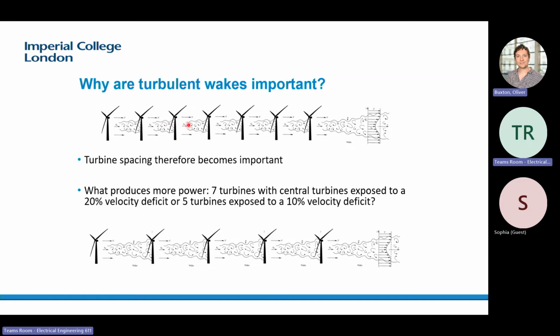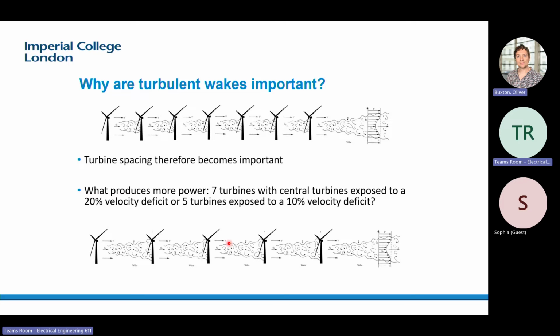I've got 7 wind turbines, relatively closely spaced, such that these turbines are exposed to a 20% velocity deficit. Or alternatively, I've got 5 turbines, and the spacing between these 5 turbines is larger, such that these turbines are only exposed to a 10% velocity deficit. So the question is, which of these two configurations generates more power? We'll take a vote. Who thinks that the 7 turbines are going to produce more power? Anyone? Who thinks that the 5 turbines will produce more power?